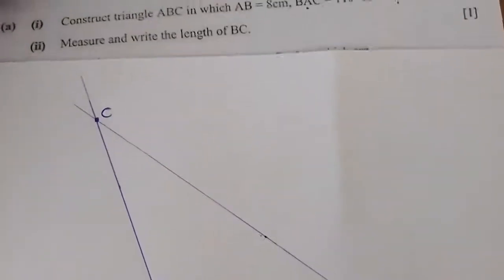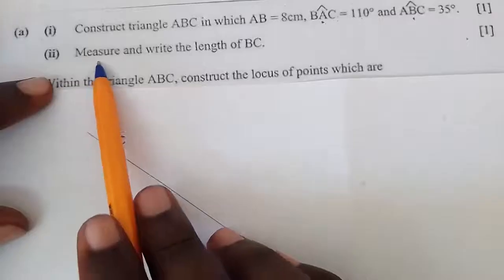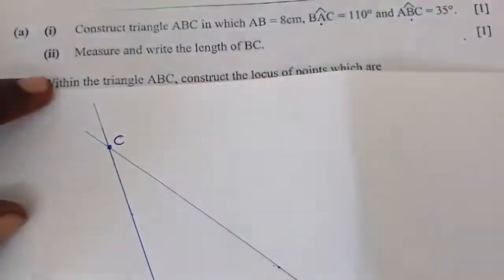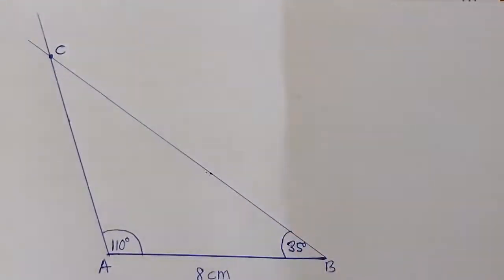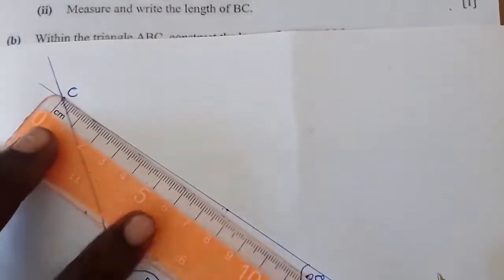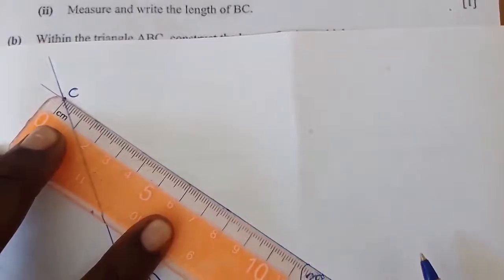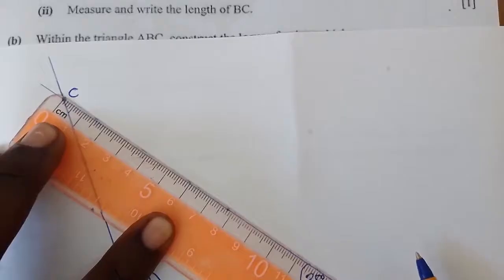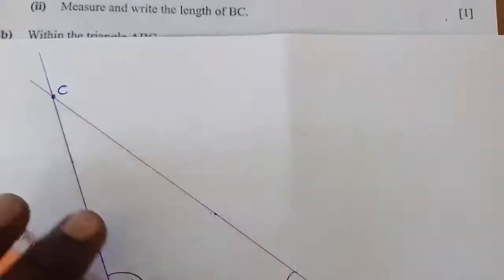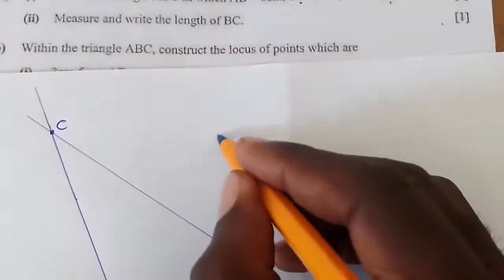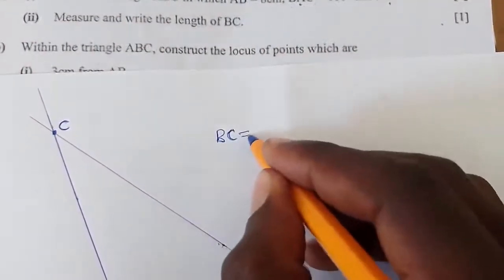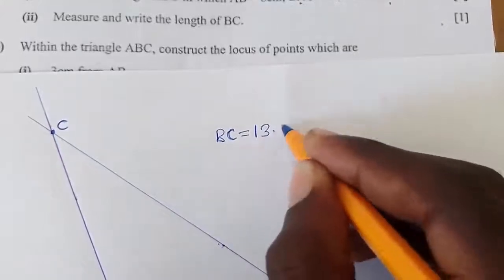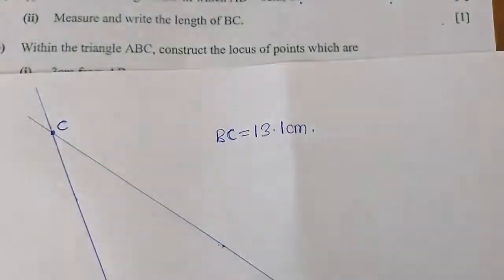I move to the other part. They are just telling me to measure and write the length of BC. So BC, have you seen? This is the BC. You just measure. This is very, very simple. Everyone can do this. According to my diagram, this is 13.1. So I'm going to say that BC is equal to 13.1 centimeters.